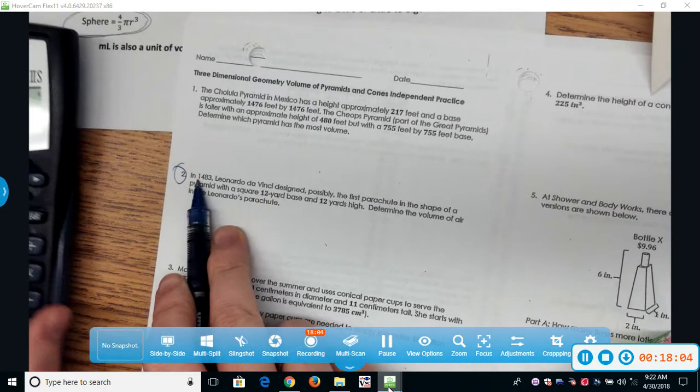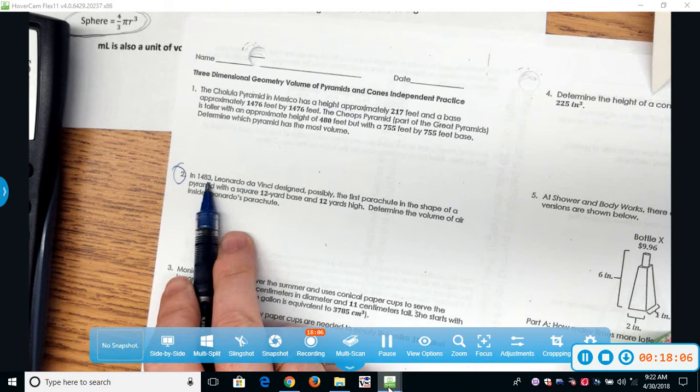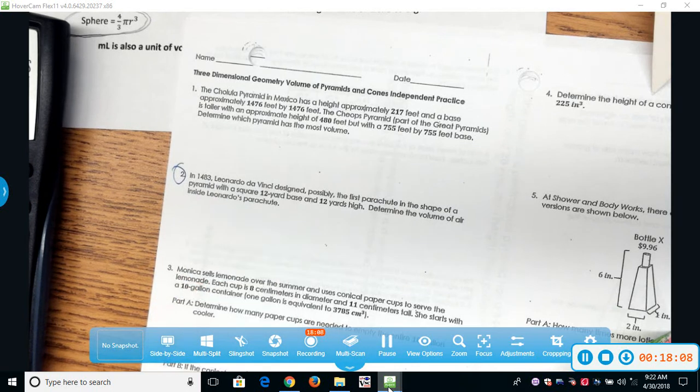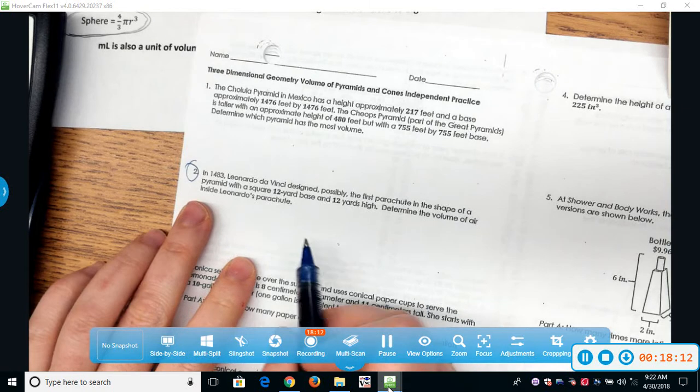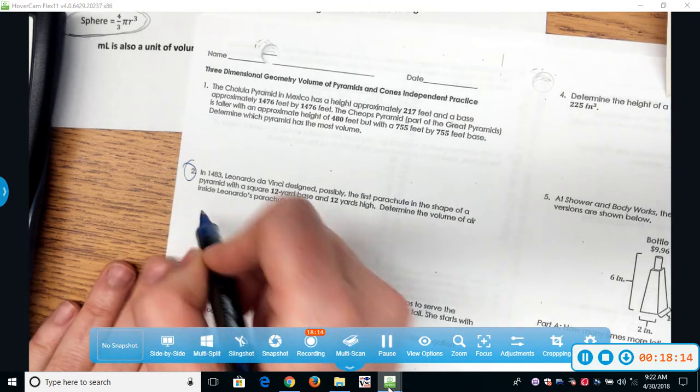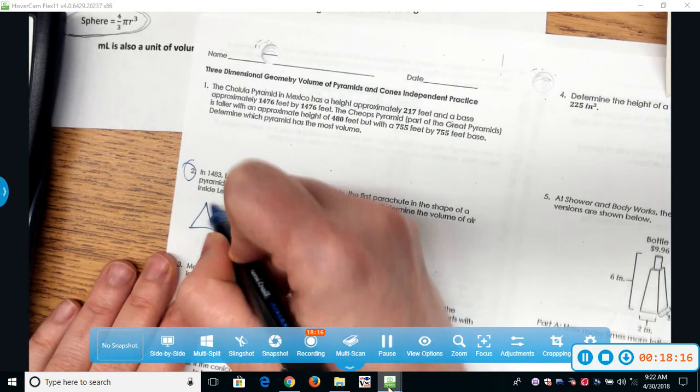So, for number 2, it says, in 1483, Leonardo da Vinci designed possibly the first parachute in the shape of a pyramid with a square base. Okay, so I'm going to draw that, because that's what I do.